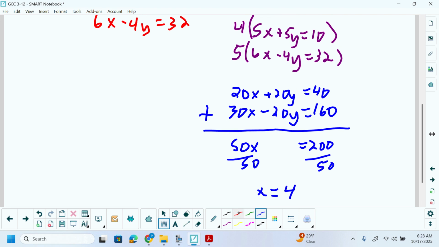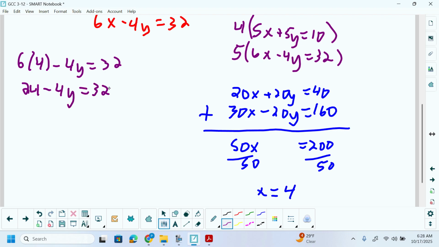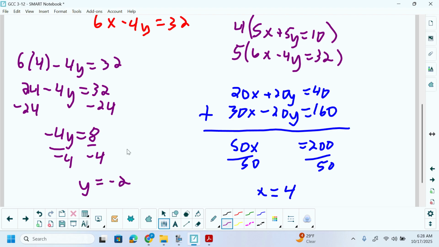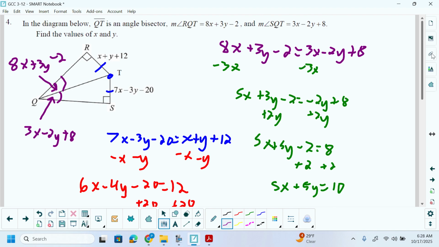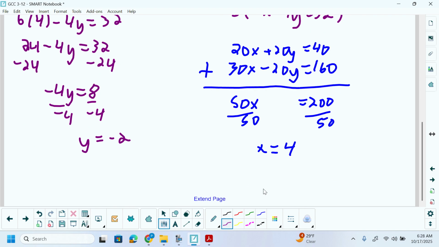Now you can plug that into any equation that has x and y. Equation meaning it has an equal sign. I'm going to just go with that red one. So we'll have 4 subbed in for x. That'll give us 24 minus 4y equals 32. We'll do opposite operations and subtract the 24 over. So minus 4y equals 8. And we'll divide by negative 4 to get y equals negative 2. If we reread the question, all we wanted was x and y, so we are in good shape.